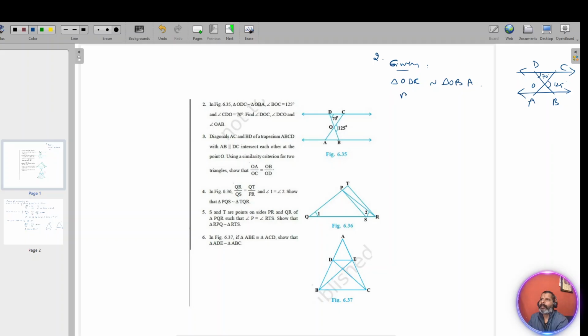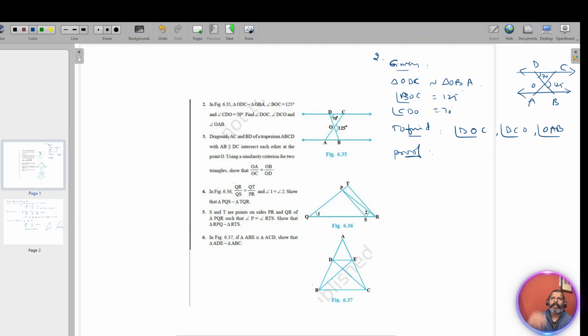Write the given angles. BOC is 125. CDO is 70. To find, sorry, DOC first, right? We'll write that only. DOC, DCO, and OAB. We have to find these three. Proof or solution. We can say proof.